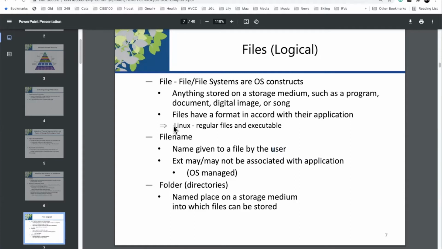A note on Linux. In Linux, there are actually only two types of files. Okay? They're regular files and executable files. And we're going to look at this. This is coming up in a lab or two, and we'll take a look at this.